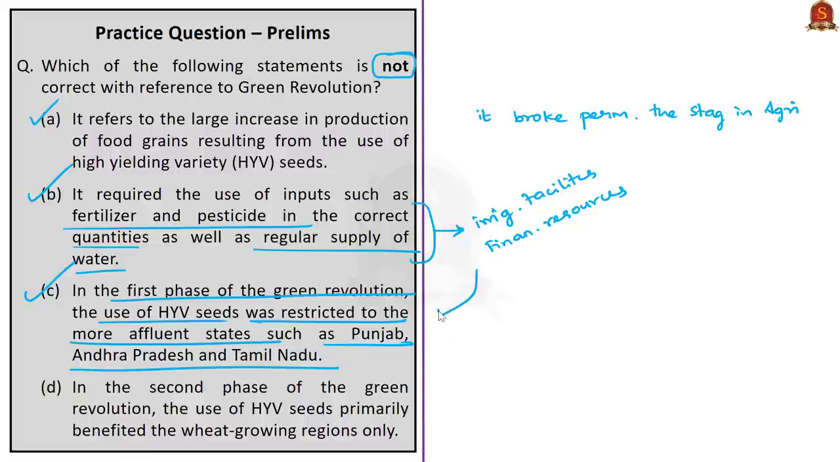So statement C is also correct. Come to statement 4 or option 4. In the second phase of Green Revolution, the use of high-yield variety seeds primarily benefited wheat-growing regions only. This is incorrect. See, in first phase, use of high-yield variety seeds primarily benefited the wheat-growing regions only. But in second phase only, from mid-1970s to mid-1980s, the high-yield variety technology spread to a larger number of states and benefited more variety of crops. So here, statement D or option D is incorrect. Therefore, the correct answer is option D.